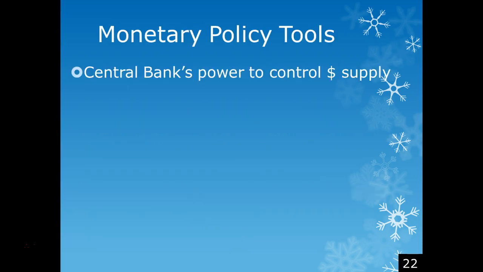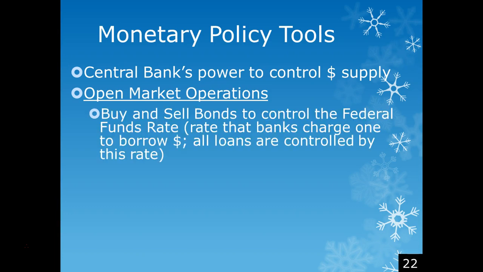Monetary policy is a central bank's power to control the money supply. And they can do it using 3 different tools. Open market operations, where the Federal Reserve buys and sells bonds to control the federal funds rate.